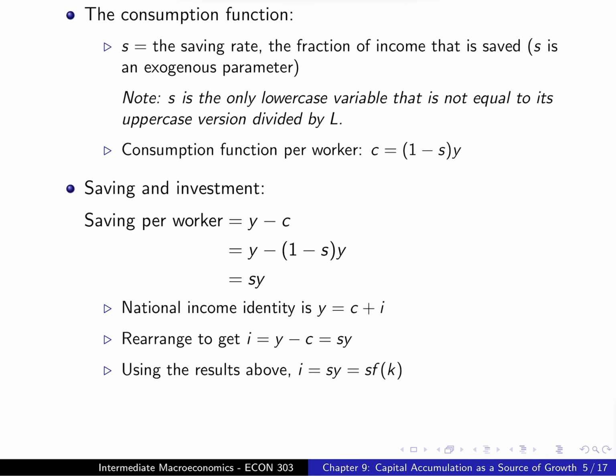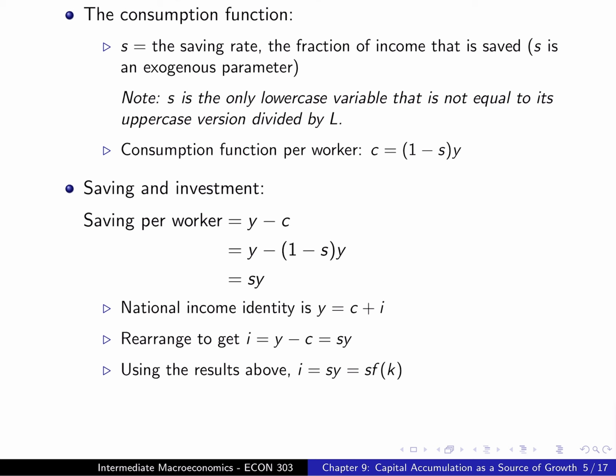Now let's introduce how consumption, saving, and investment fit into the Solow model. First, we define the saving rate. Lowercase s is the fraction of income that is saved. It is an exogenous parameter, meaning it is determined outside the model. Important note: lowercase s is the only lowercase variable that is not simply equal to its uppercase version divided by L. The consumption function per worker is lowercase c equals 1 minus lowercase s, overall times lowercase y.